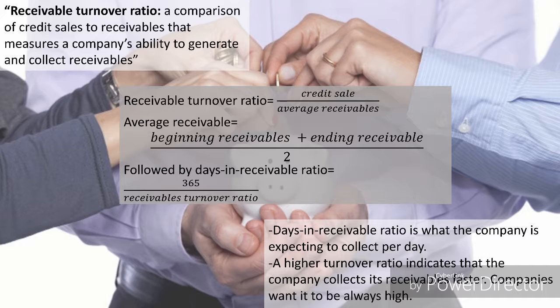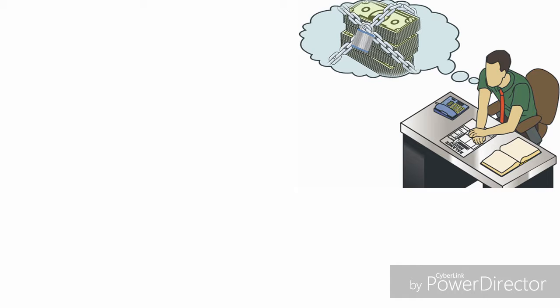Companies always want the receivable turnover ratio to be high because it will indicate that the company collects its receivables faster. However, companies do not know the percentage of sales made on credit, which creates an issue with calculating the turnover ratio. That's why accountants calculate the allowance ratio.